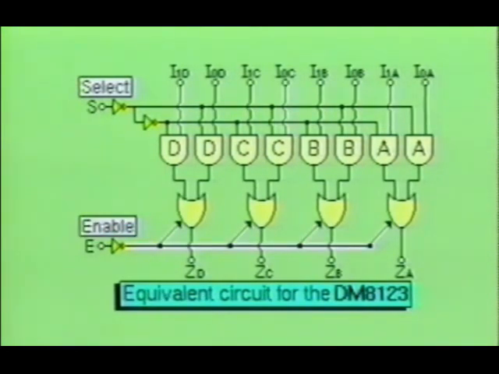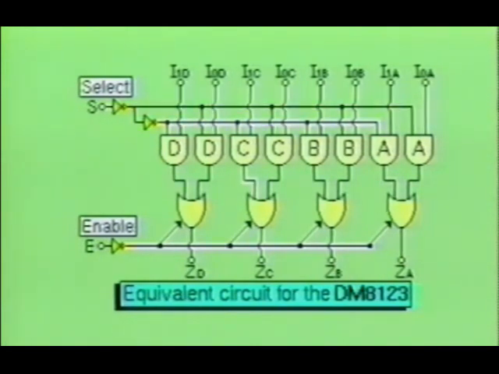Now let's examine the operation of this circuit. We will begin by assuming that all the data inputs are high or active and the enable input is low. When the data select line is low, inputs I0A, I0B, I0C, and I0D are made active. These AND gates then cause the OR gates to turn on and transfer the data from inputs I0A, I0B, I0C, and I0D to outputs ZA through ZD.